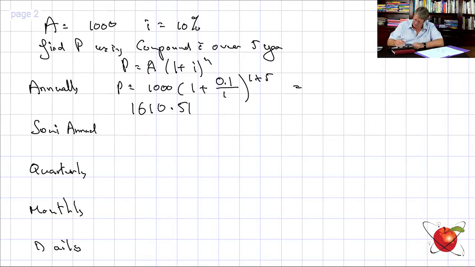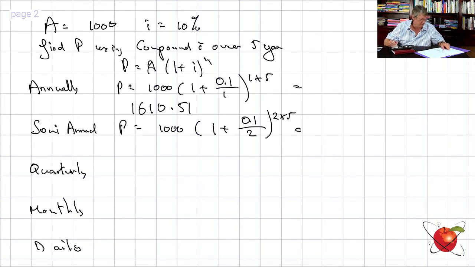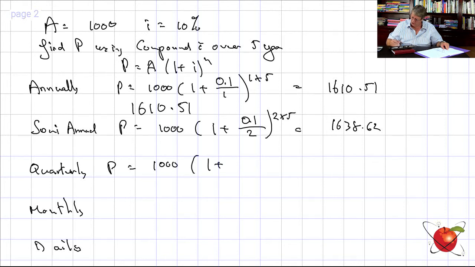Now, let's have a look at semi-annually. P is going to be still 1,000 times 1 plus 0.1 over 2, and it's 2 times 5 now. This gives us a value, 1,638.62. Next one, quarterly, is 1,000 times 1 plus 0.1 over 4, to the power 4 times 5, which is 1,638.62.